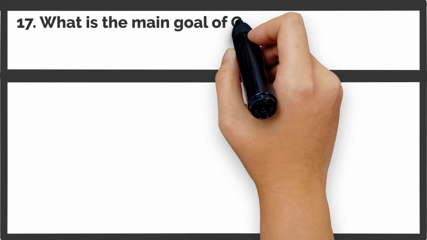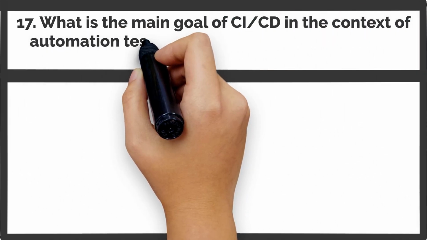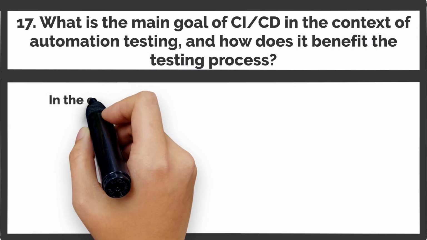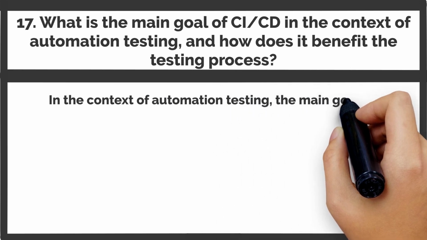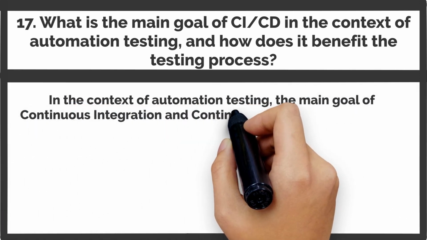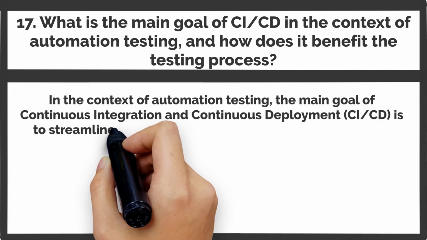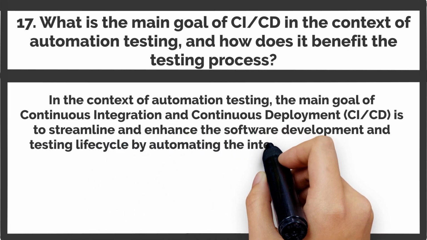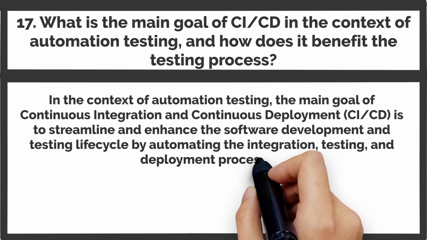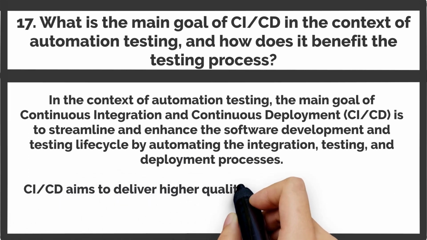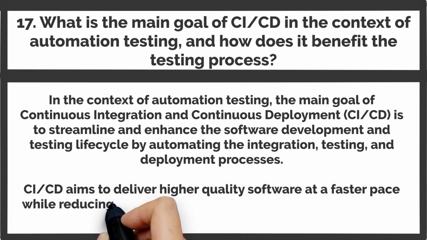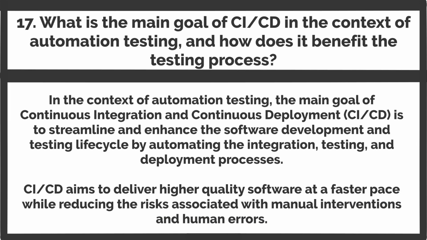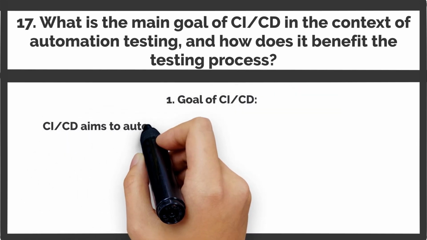17. What is the main goal of CI/CD in the context of automation testing, and how does it benefit the testing process? In the context of automation testing, the main goal of continuous integration and continuous deployment, CI/CD, is to streamline and enhance the software development and testing life cycle by automating the integration, testing, and deployment processes. CI/CD aims to deliver higher quality software at a faster pace while reducing the risks associated with manual interventions and human errors.